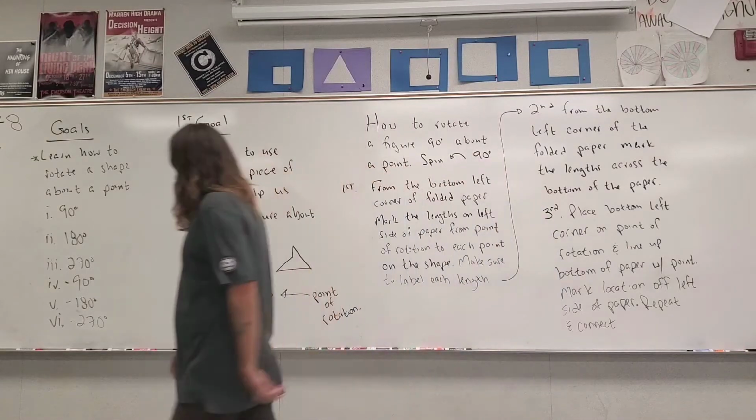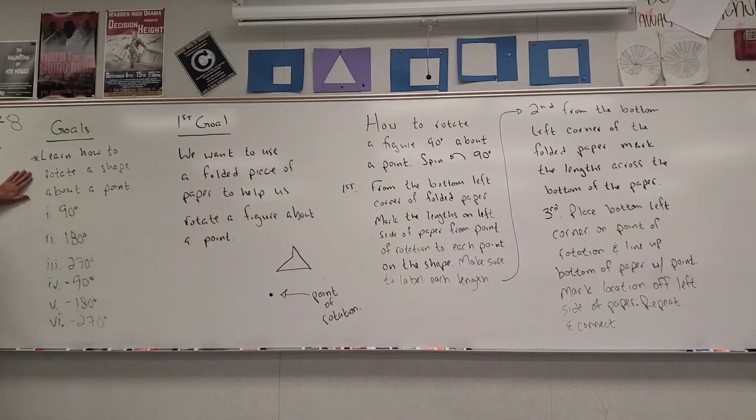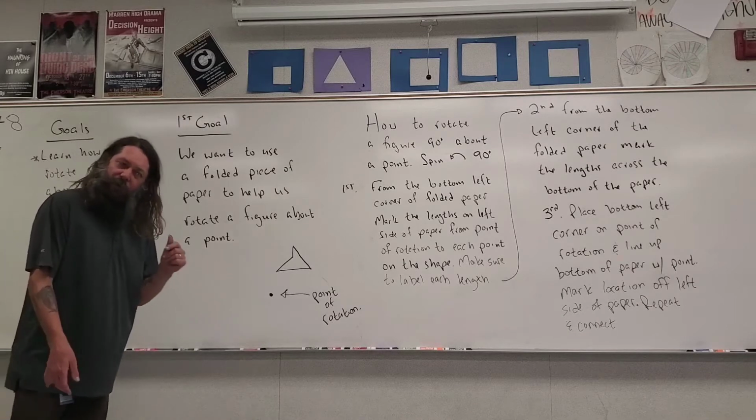Our first goal is going to be to learn how to rotate a shape about a point. And we're going to do 6 different rotations: a 90-degree rotation, a 180-degree rotation, a 270-degree rotation, a negative 90-degree rotation, a negative 180-degree rotation, and finally a negative 270-degree rotation. All right, so I'll explain what these mean as we work our way through.